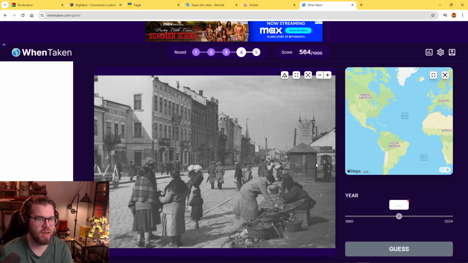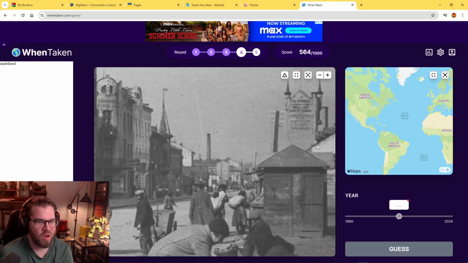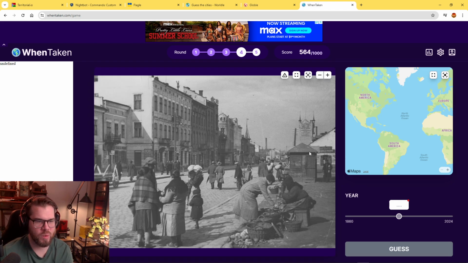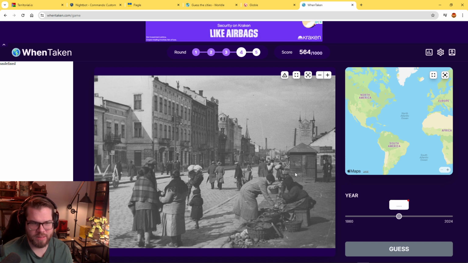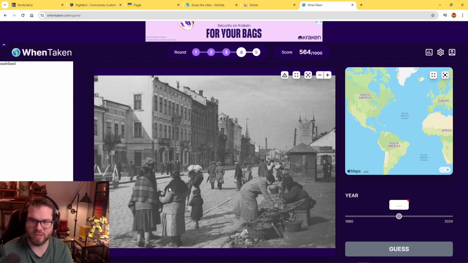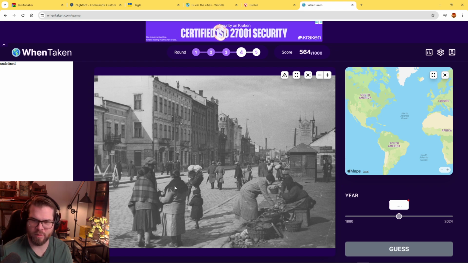Okay. Let's figure out this bad boy. Oh man. What are we even looking at? Okay, here's my thinking. I'm saying this is Europe. Why? I don't feel like Americans ever wore scarves over their bodies like this. I could be wrong. I feel like that's more of a European thing.